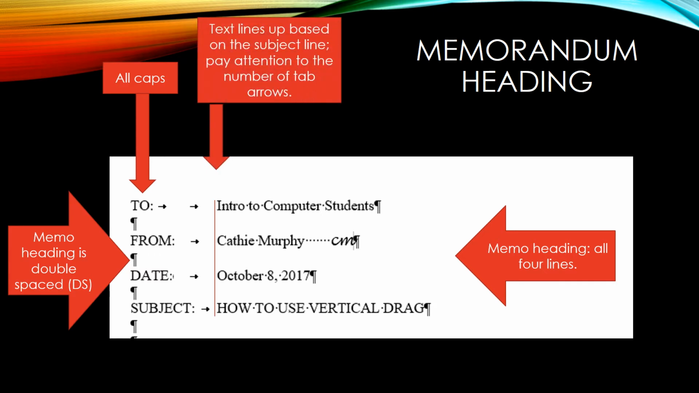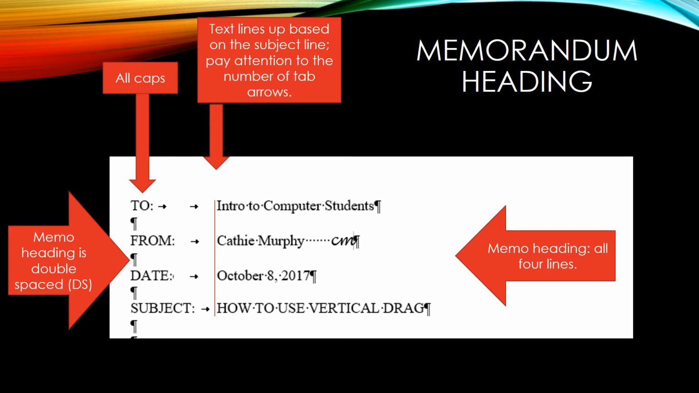The information under each of the subject lines, each of these lines are lined up based on the subject line. Pay attention to the number of tab arrows. That is why you have to have your formatting marks on so that you can see how to line these up. You start with your subject line and you hit the tab key once, and then you work upward to your date, from, and to, lining up each of these with the subject line.